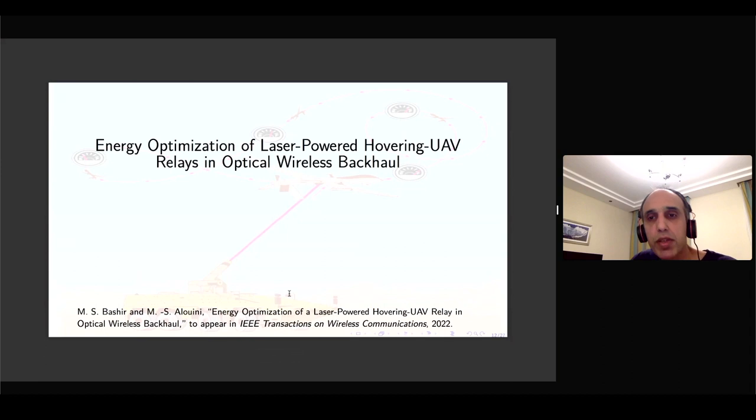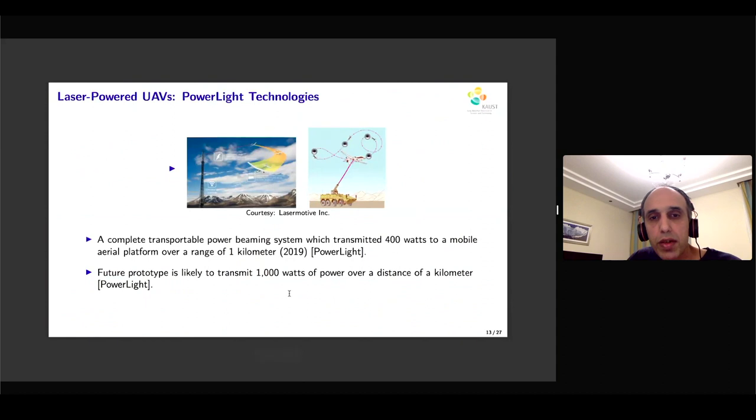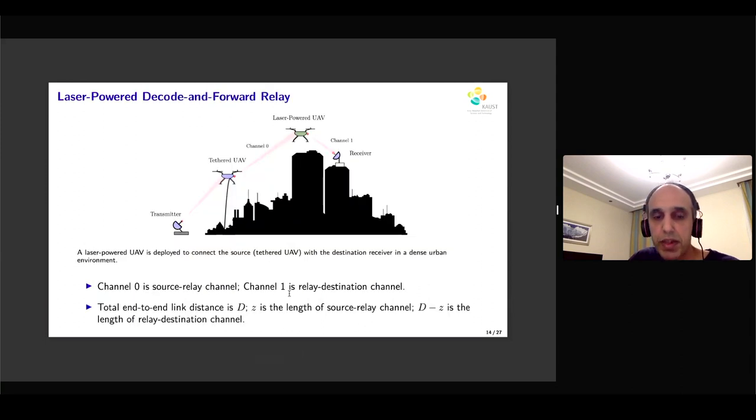So in the second part, I'm considering the SLIPT problem, which is the simultaneous lightwave information and power transfer. So we have these laser-powered hovering UAV relays that we introduce into the channel. And here, there's at least one entity called PowerLight Technologies that's actually building these laser power transmission systems. And of course, these are very high levels of power, 400 watts, some 1,000 watts, but I'm sure that these experiments were done in a very controlled environment. So what I'm trying to say is that this is, of course, not science fiction. These systems are being developed and prototyped in the recent past, right?